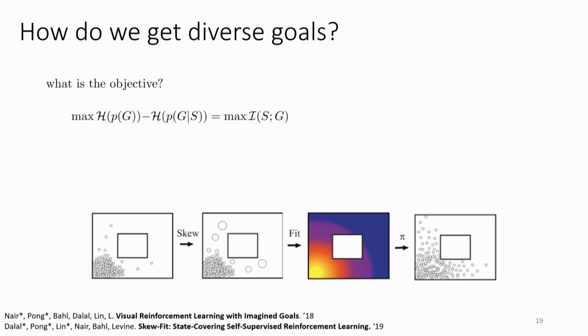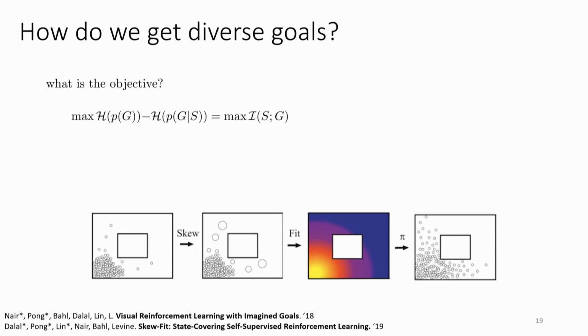So that means that you can cover the space well, get close to the uniform distribution over goals, and get a good goal-reaching policy, meaning a policy that will deterministically reach the goal that you command, simply by maximizing the mutual information between the final state and the goal.